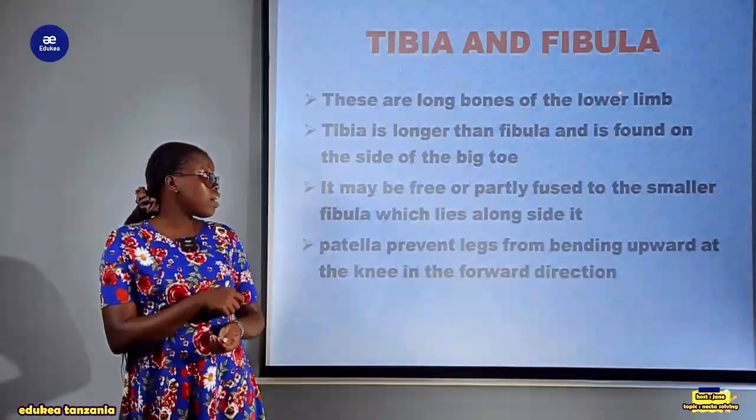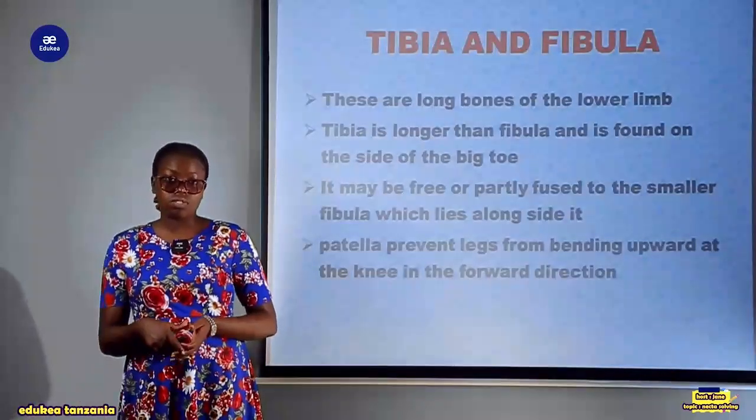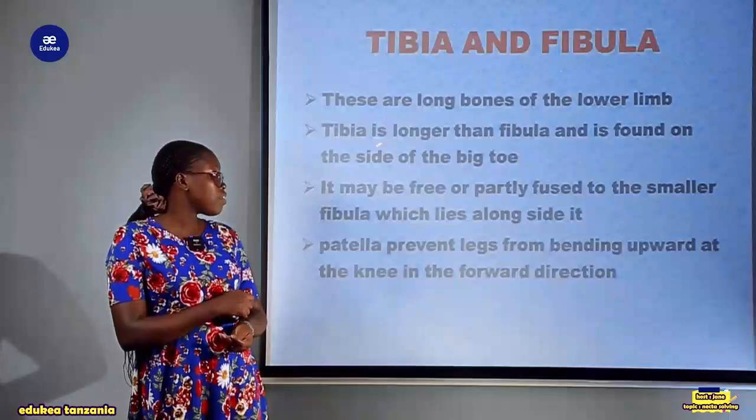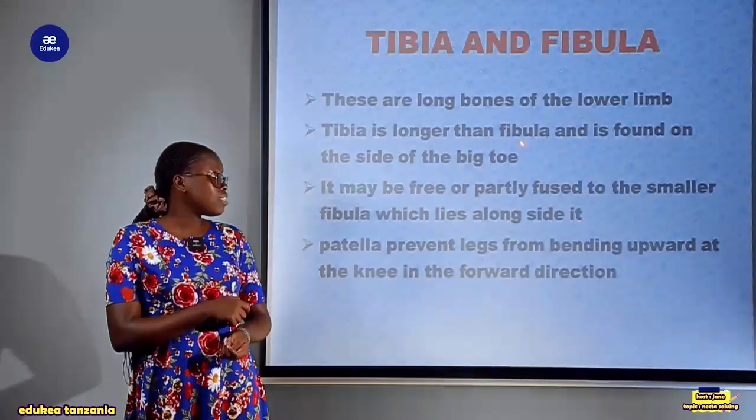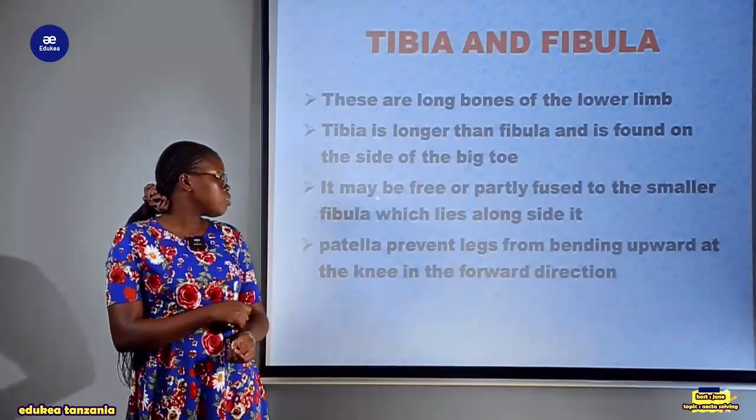the lower skeleton of the lower limbs ambayo ni tibia. Nyingine ni fibula. The fibula, these are long bones of the lower limbs. So fibula yenyewe ni kuanzia kwenye magoti mpaka kwenye utosi. Ambapo this is the long bones of the lower limbs.